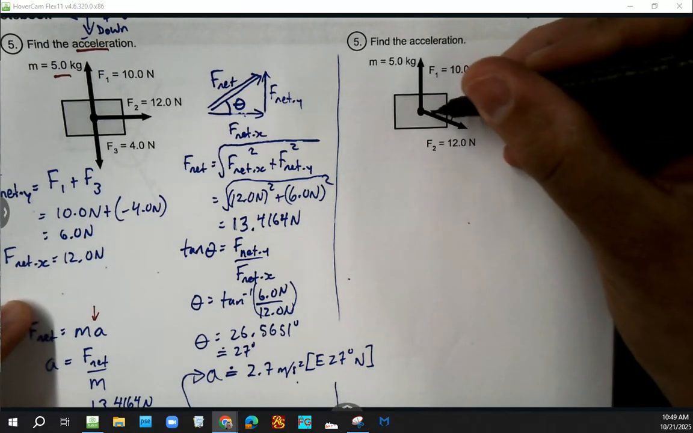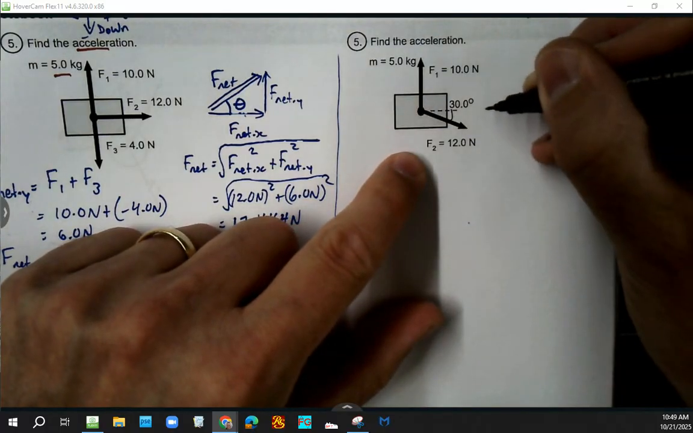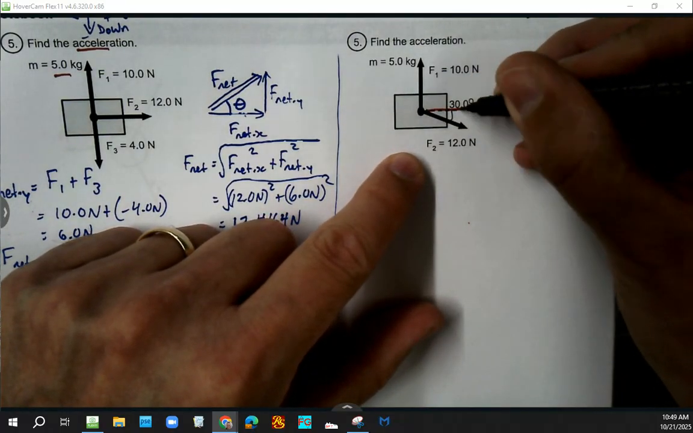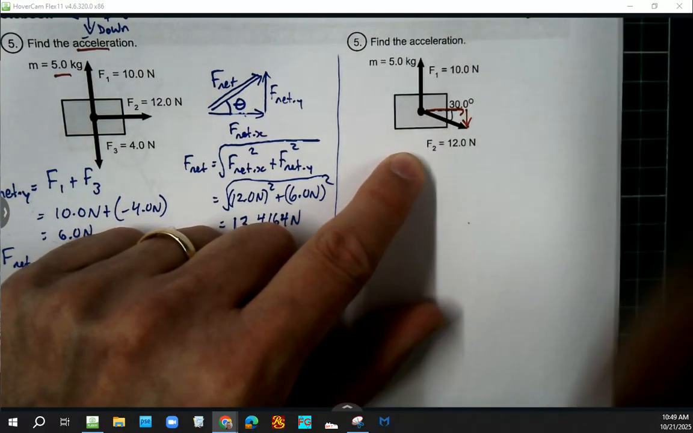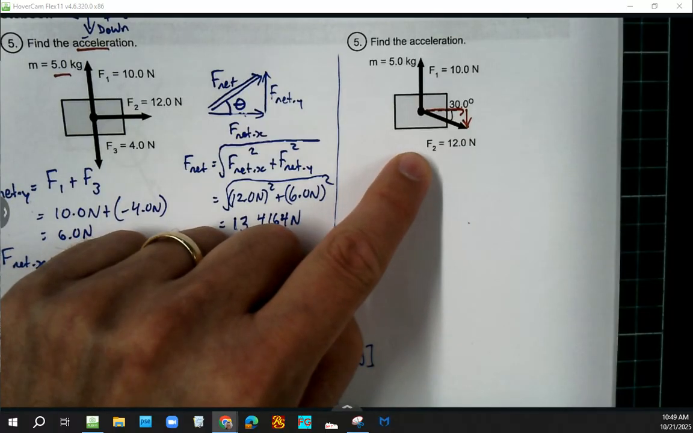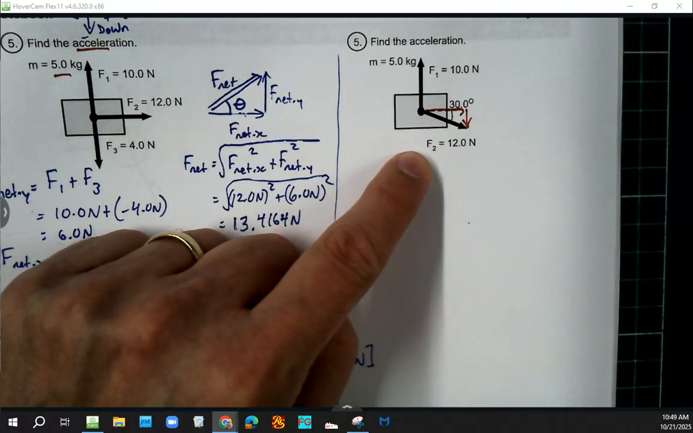The suggestion is break F2 into X and Y components. Look at this. Doesn't F2 have an X component and a Y component? And you're told that F2, 12 newtons, goes off at 30 degrees relative to whatever left-right is.